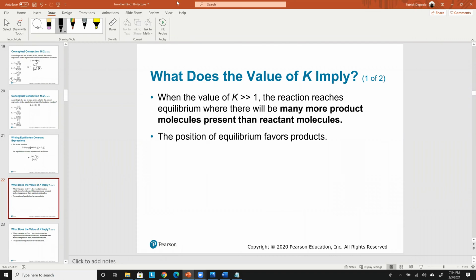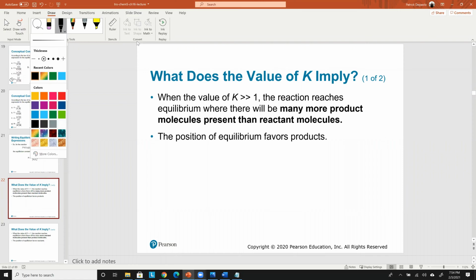All right, so now how to interpret K. There are two main ways we're going to interpret K. The first one is by what number it is, and then we're going to compare it to another value. But first, what number is it?